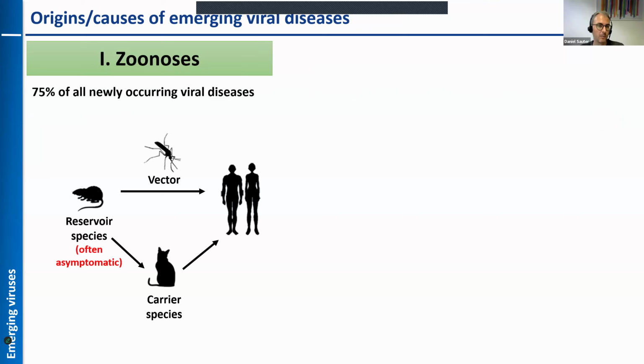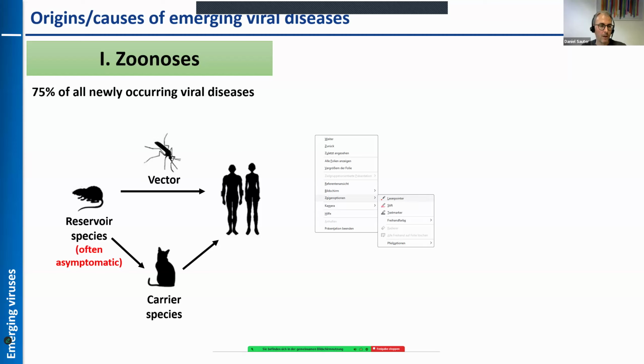So that means they have their origin in an animal host. And this is actually true for the vast majority of all emerging viral infections. So more than 75% are zoonotic viruses. That means they have crossed the species barrier from animals to humans. And I would like to introduce a few terms here.